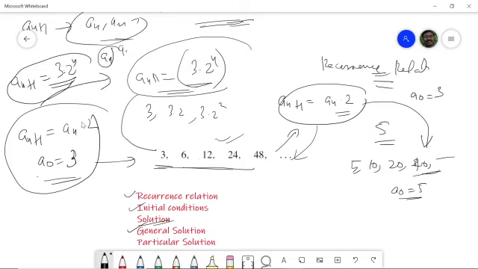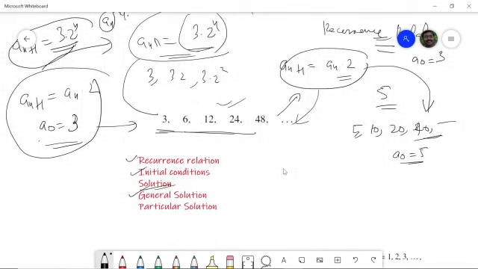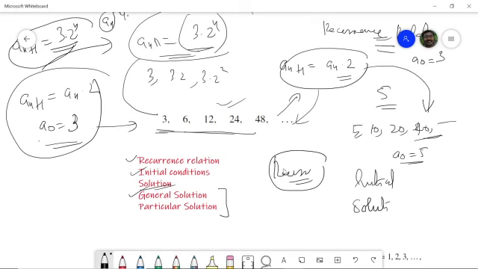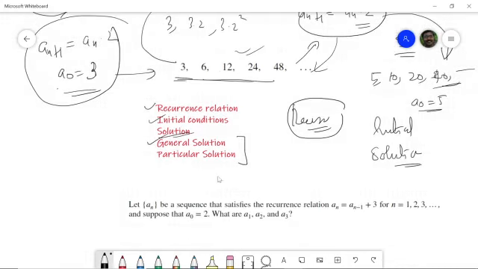So I hope you understand what we mean by a recurrence relation, what we mean by its initial condition, and what we mean by a solution. We will see general solution and particular solution when we come to the theory of recurrence relations, when we are dealing with linear homogeneous recurrence relations. We will discuss that there, but you should understand what a recurrence relation is, what is meant by an initial condition, and what we mean by a solution to a recurrence relation. Moving forward, let us do some problems related to that.